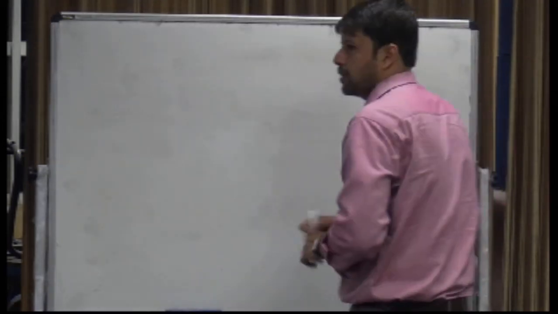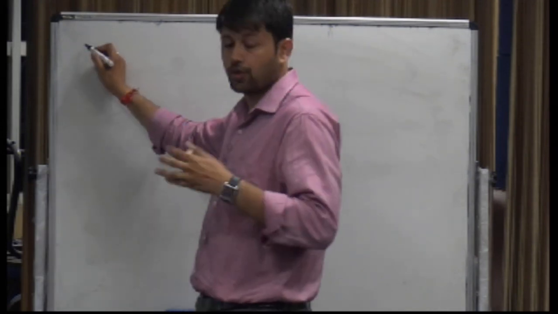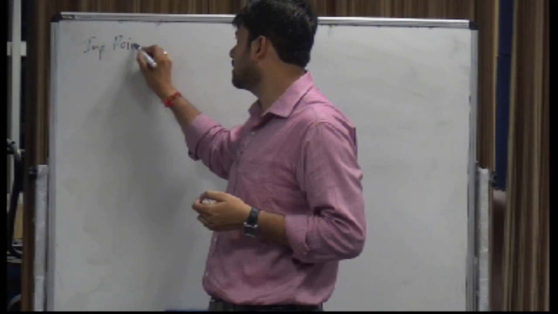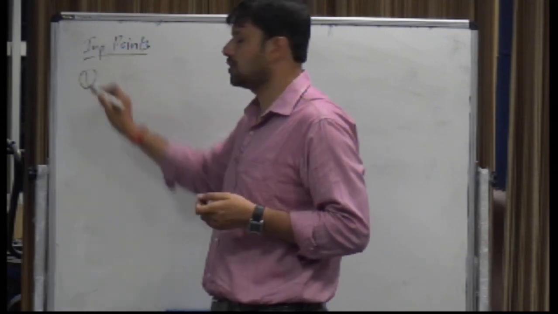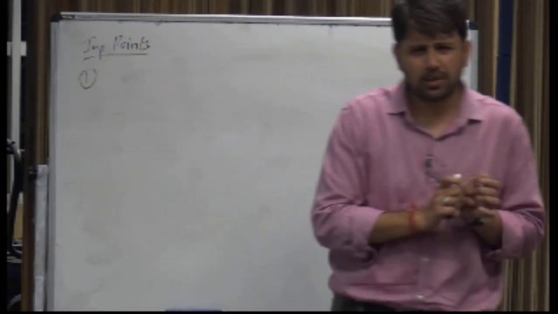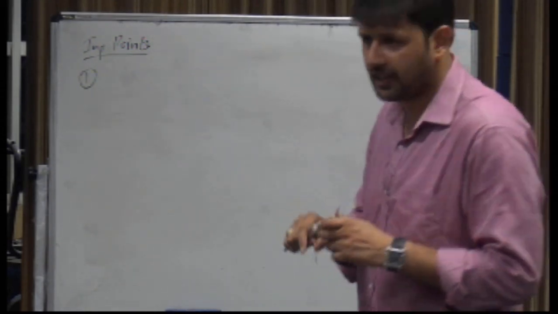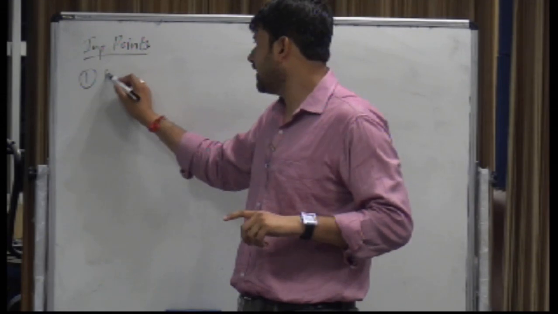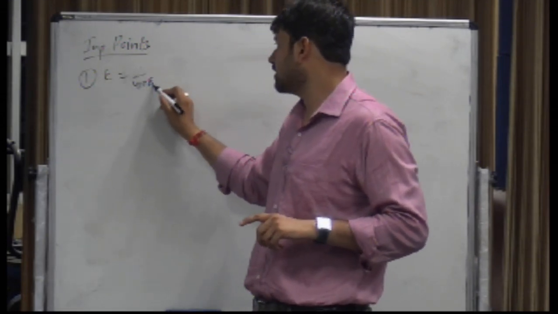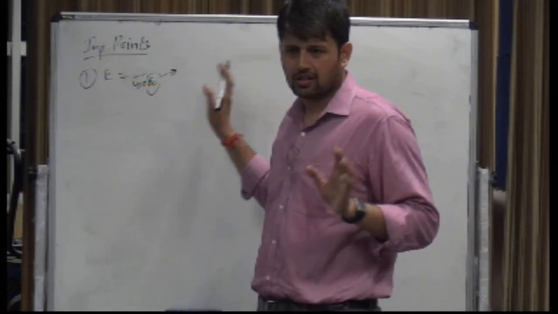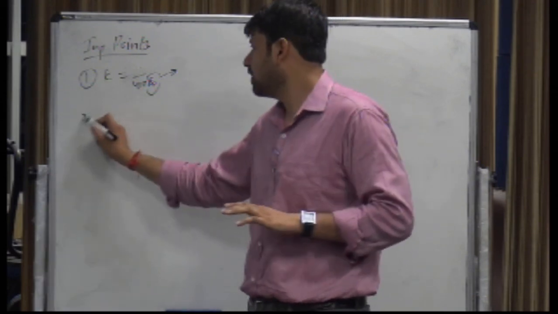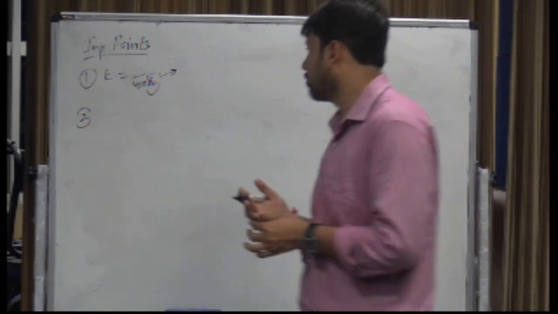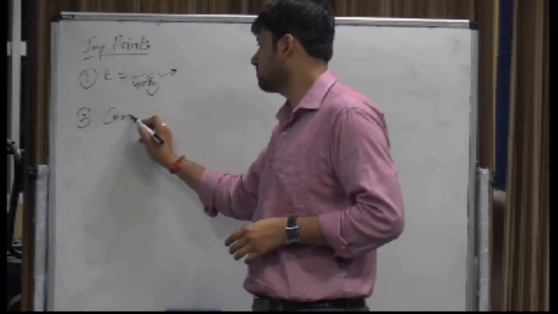Some of the properties of this force, important points for this force. One point we already discussed, the role of medium, that K is 1/4 pi epsilon naught, and this is the permittivity. The other thing: electrostatic force is a conservative force.